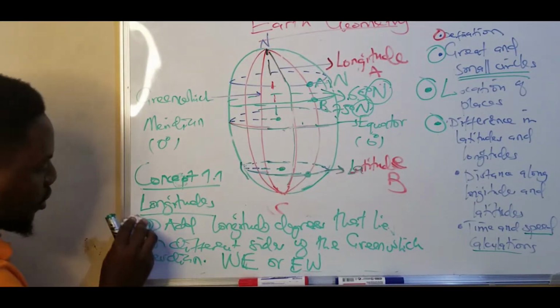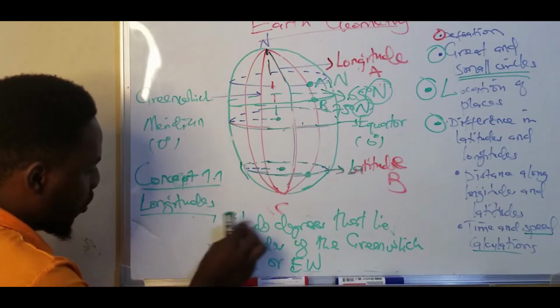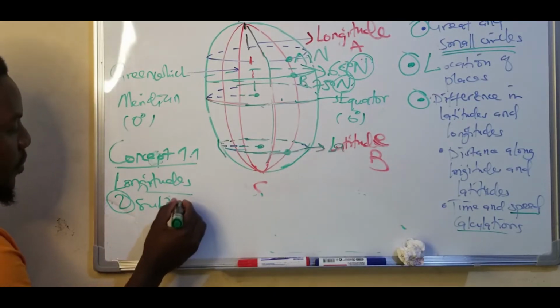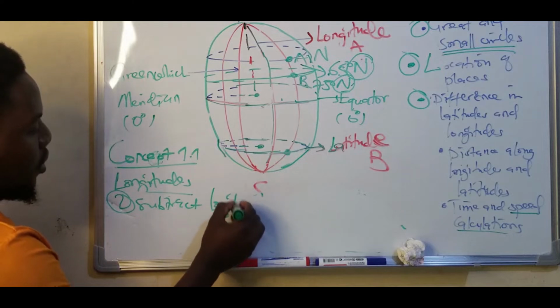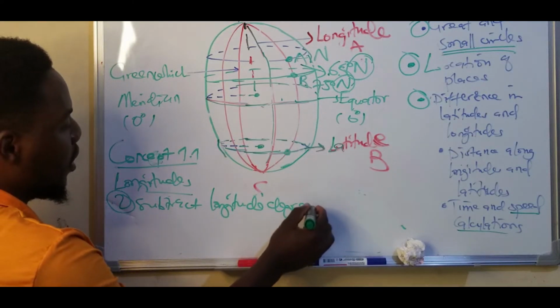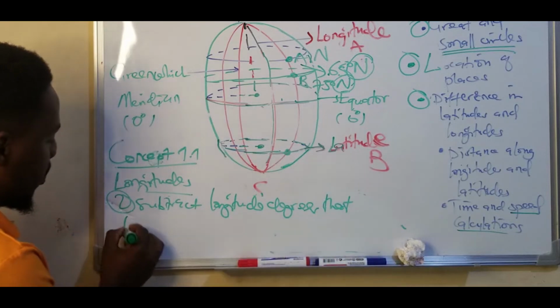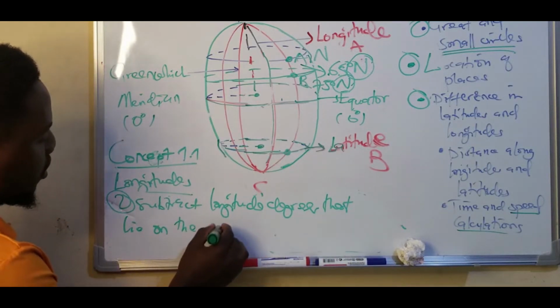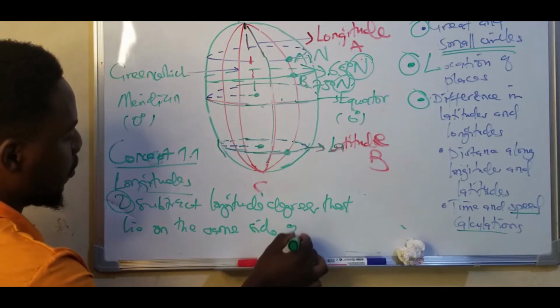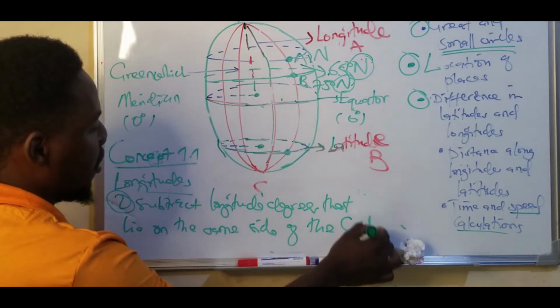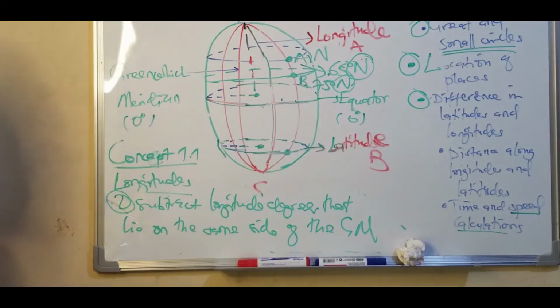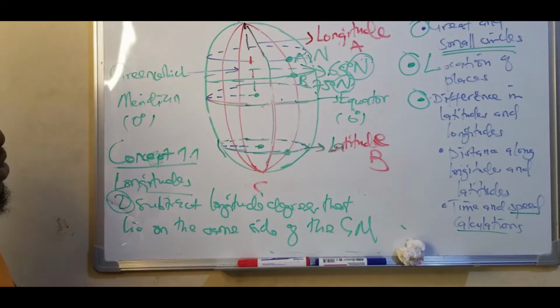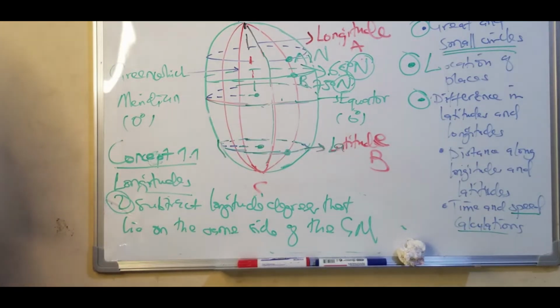The second thing that you need to remember is that you subtract longitude degrees or values that lie on the same side of the Greenwich meridian, GM. So you can see that it's actually the same as with latitudes. The only difference is that we're talking about the equator when we are dealing with latitudes, and we're talking about the Greenwich meridian when we're talking about longitudes.